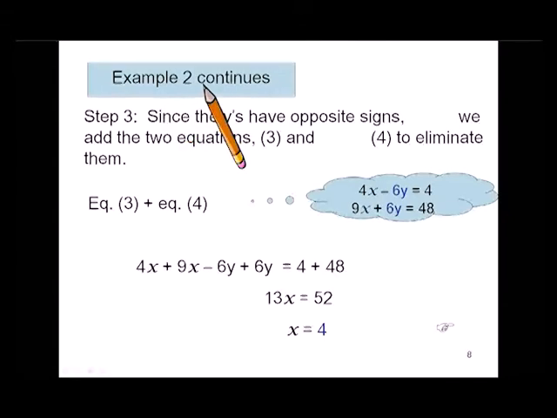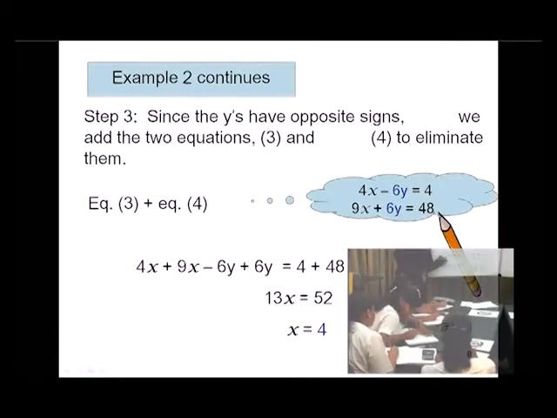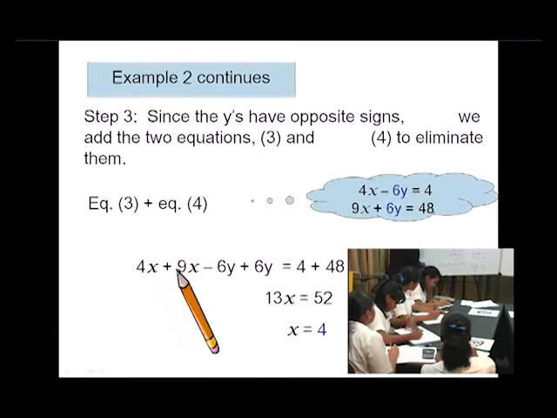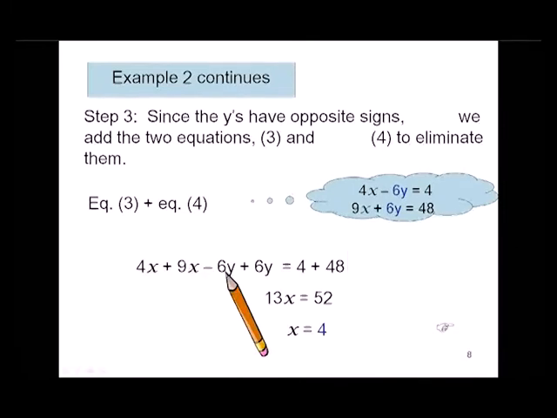Example 2 continues. Step 3. Since the y's have opposite signs, we add the two equations, equation 3 and 4, to eliminate them. Equation 3 plus equation 4. Equation 3 is 4x take 6y equals 4. Equation 4, 9x plus 6y equals 48. 4x plus 9x take 6y plus 6y equals 4 plus 48. 13x equals 52. Therefore, x is equal to 4.